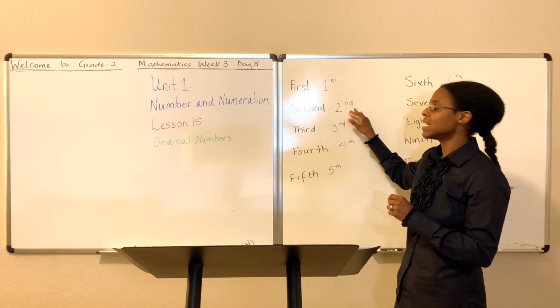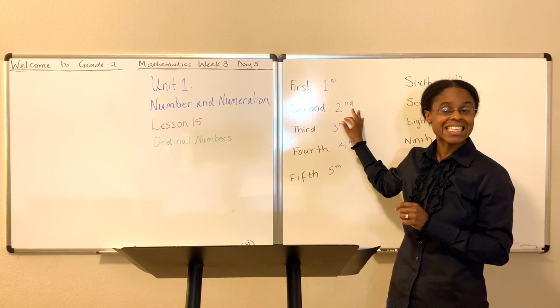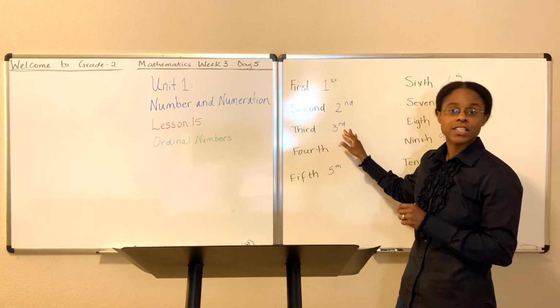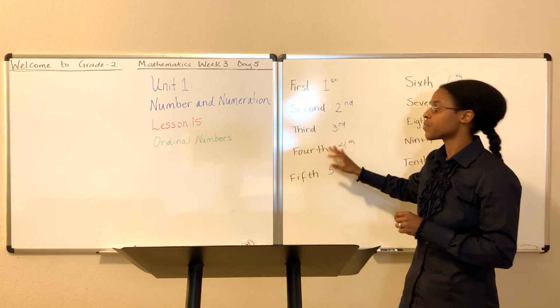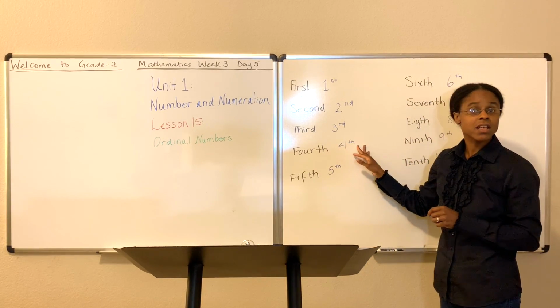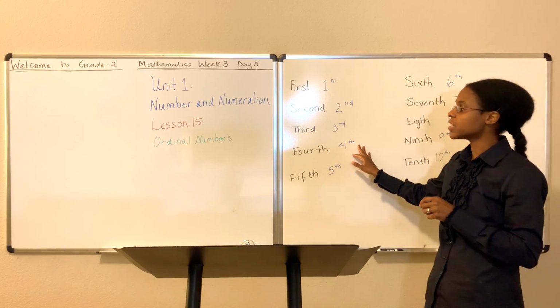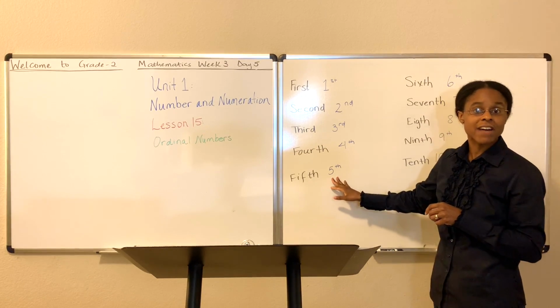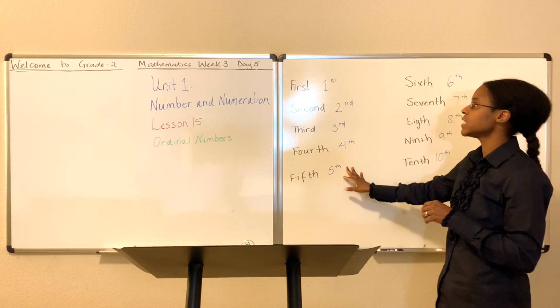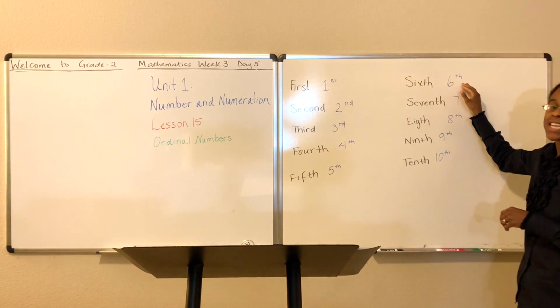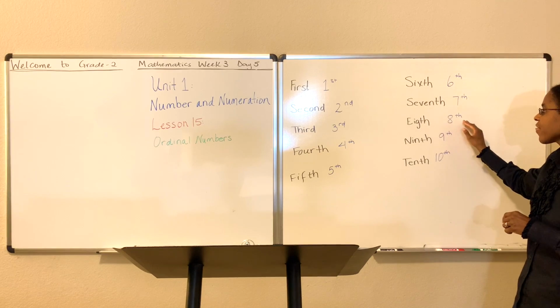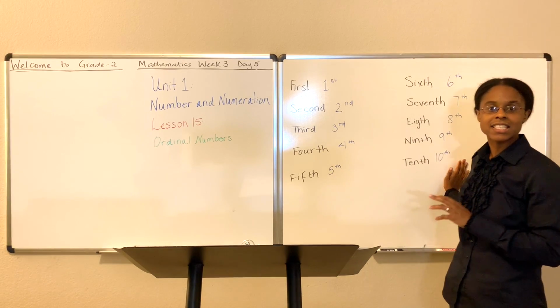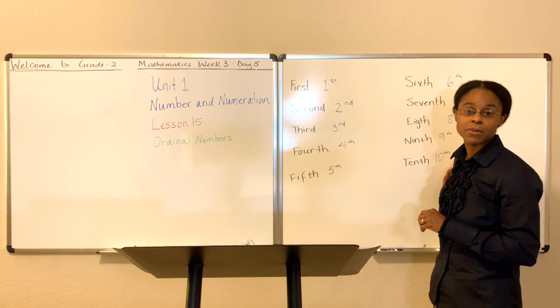First, second, we have the number 2 plus ND, second. Third, that's 3 for third, adding the RD. Fourth, that's 4 plus the sound, TH. Fifth, that's 5 plus the sound, TH. Sixth, that's 6 plus the sound you hear. Seventh, eighth, ninth, 10th, TH, following the numbers there.